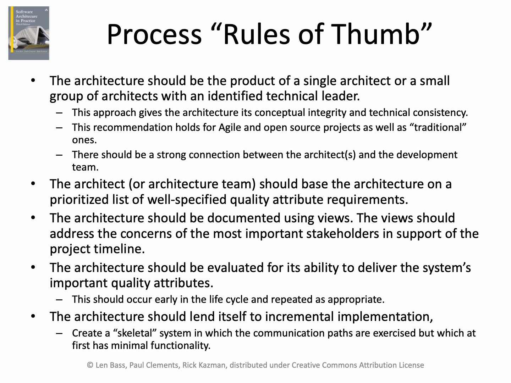Process rule of thumb: the architecture should be the product of a single architect or a small group of architects with an identified technical leader. This approach gives the architecture its conceptual integrity and technical consistency. This recommendation holds for agile and open source projects as well as traditional ones. There should be a strong connection between the architects and the development teams.